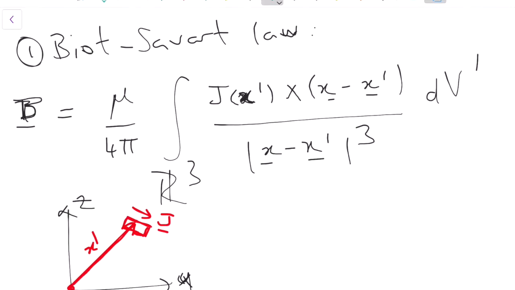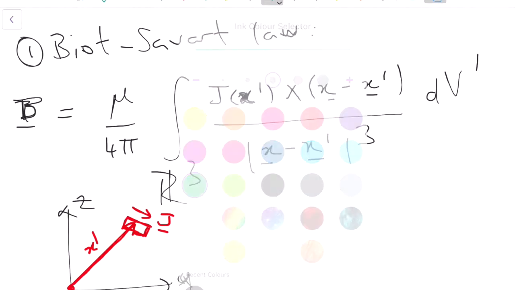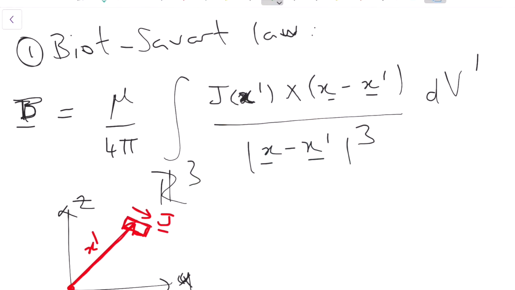Let me change colors now, and let me change the thickness of the line. There we go. And let's say you want to compute the magnetic field at some point given by this vector x. Right, so then the vector between the two is shown here as x minus x prime. And essentially, what you need to do to compute the magnetic field at this point, B, is, well, I'll call it dB because it's due to this small element of current here.